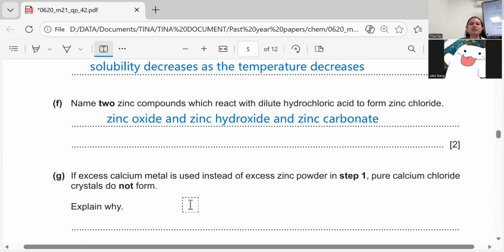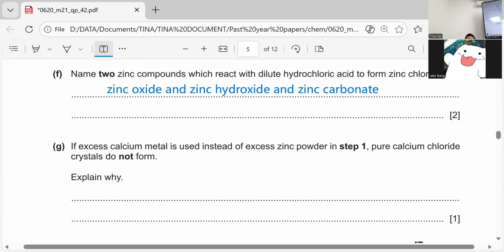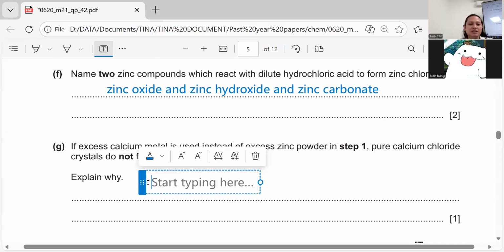If excess calcium metal is used instead of zinc, why? Jake, what's your answer? I don't know. Calcium reacts with water. Calcium is soluble in water.